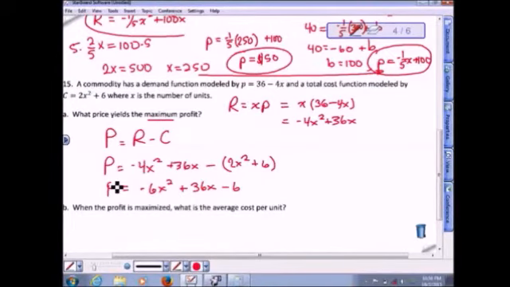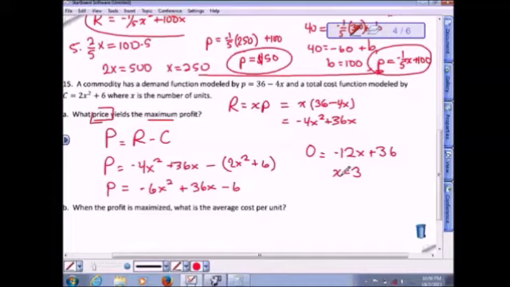Now to maximize profit, we need to take the first derivative of the profit. So it's going to equal negative 12x plus 36, which is going to equal 0. Okay, so that equals 0 when x equals 3. This represents a number of units, but again they're asking which price yields the maximum profit. So they have to sell 3 units to receive maximum profit.